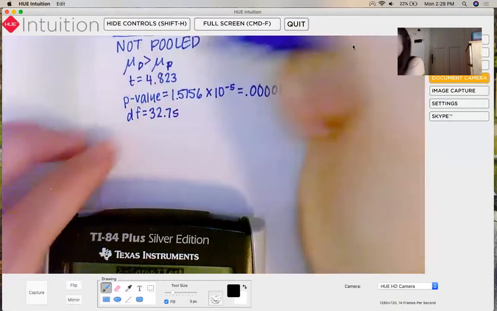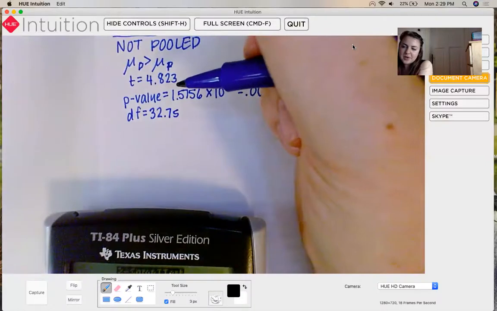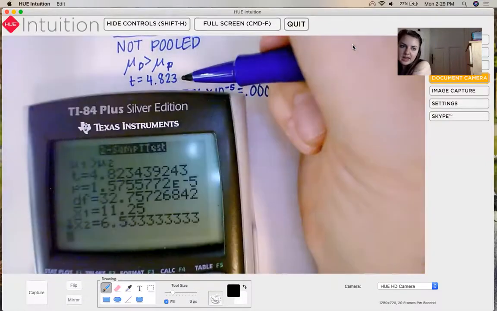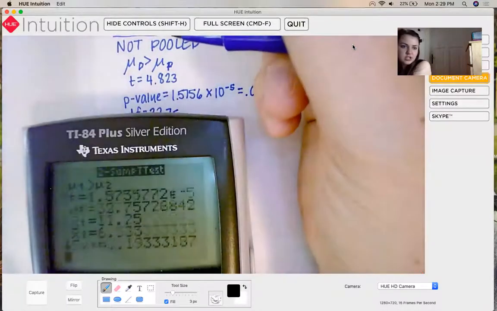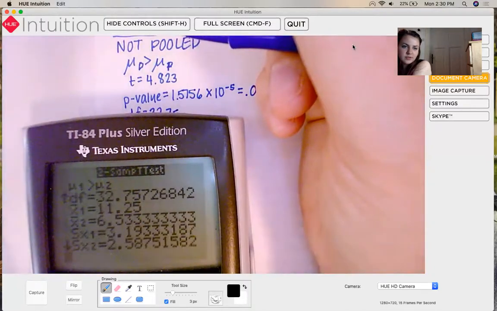Now, what is this degrees of freedom? This is they took the degrees of freedom and they combined them, okay? There's a formula for it. I'm not going to get to go into it this year, unfortunately, but you can definitely look up how do you find a pooled degrees of freedom.